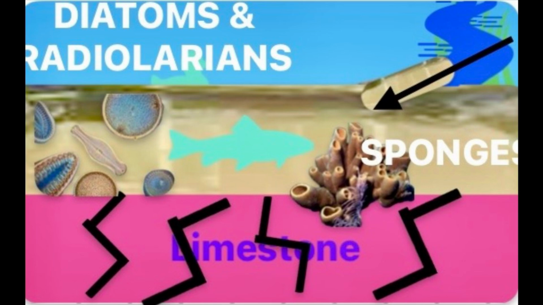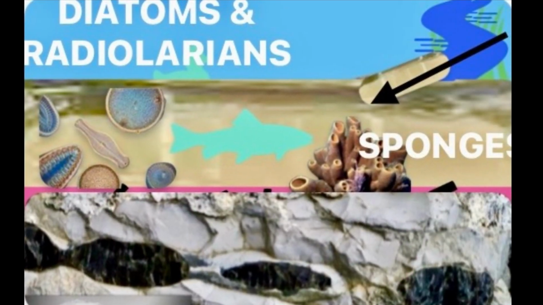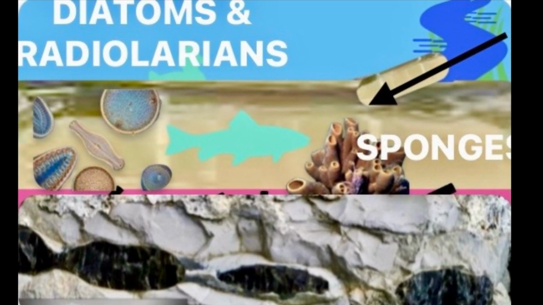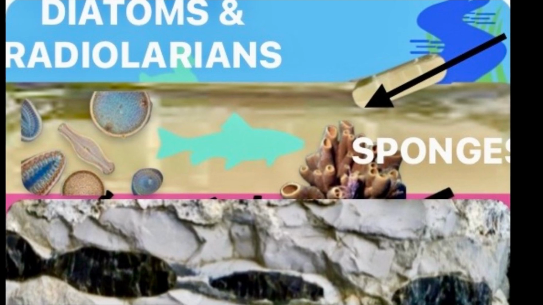All that silica in the water stimulates the growth of creatures that use silica in their shells, like microscopic diatoms and radiolarians, as well as sponges. Over time, microscopic silica penetrates into the limestone, forming chert nodules in the limestone. And as you know, chert is microscopic or cryptocrystalline quartz.